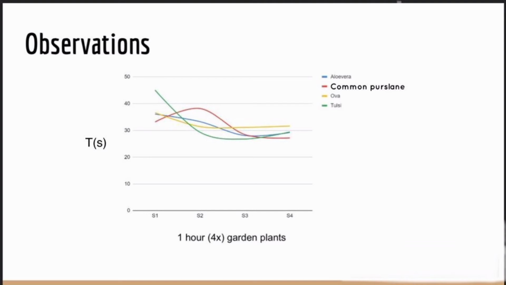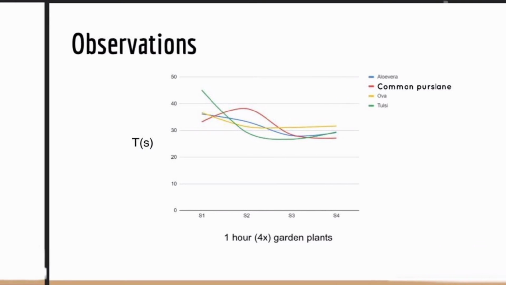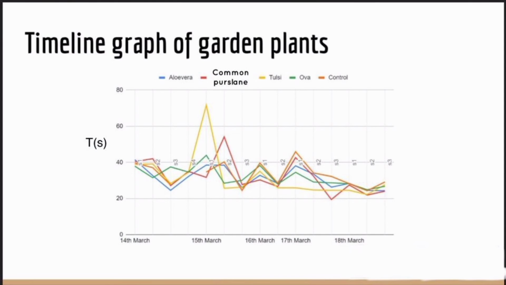The tulsi plant shows a different type of curve. Though the plants show their own respective different curves, we can say that the time t decreases from morning to night on average. Also, the curve for tulsi is characteristically different from others. This is a timeline graph of all the readings for the previous experiment that were taken from 14th March to 18th March. If we choose to ignore the sudden spike in the reading for tulsi, we can observe that common purslane has a consistently high reading.